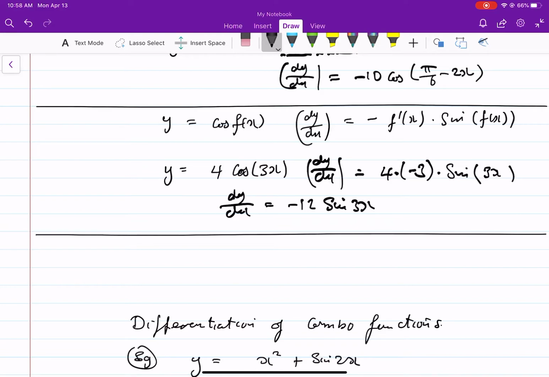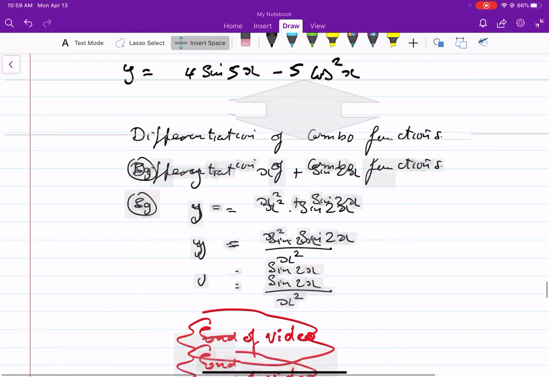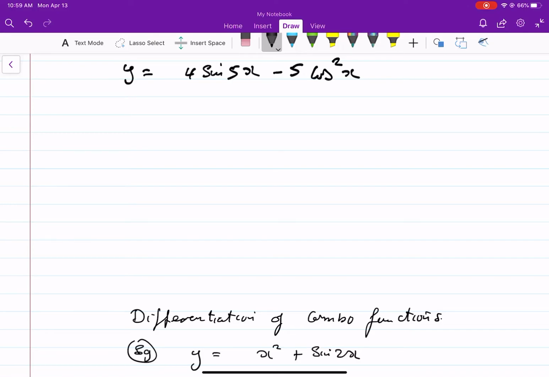How about one with both sine and cos at the same time? This is interesting. y is equal to 4 sine of 5x minus 5 times the cos squared of x. Now, let's remember, differentiation distributes over addition and subtraction. So I'm allowed to differentiate each part separately. Before I do dy dx, I'm going to rewrite the function as y is equal to 4 sine of 5x minus 5 times cos x all squared. This part requires differentiating sine of f of x, and the other part requires me using the chain rule.